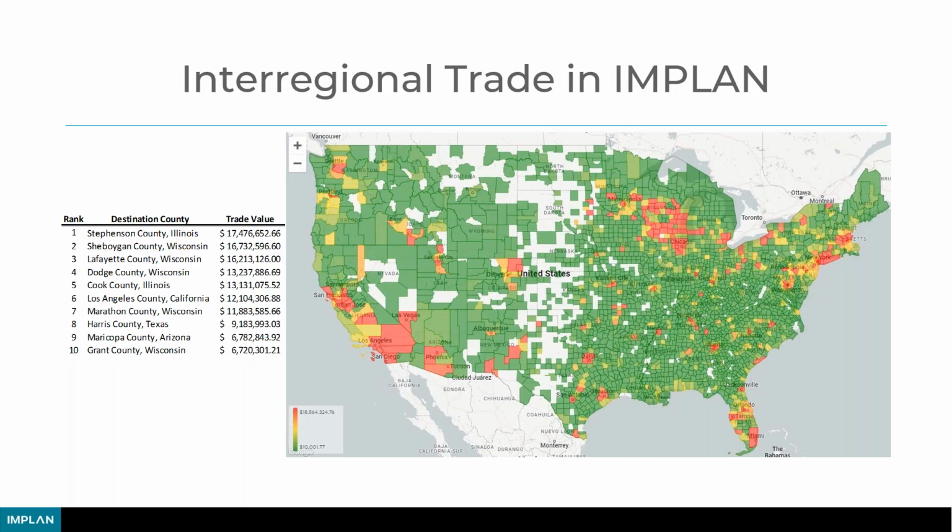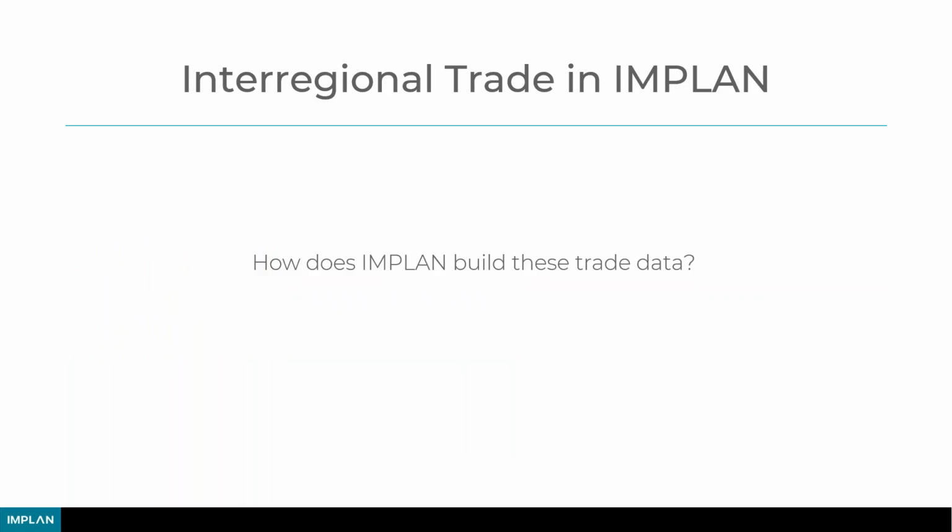And on the left, we can see those 10 largest regions for that estimated trade value. We see those in Illinois, Wisconsin, California, Texas, and Arizona. So this is giving us an idea of where that trade is going, where that cheese is being shipped to throughout the country. Again, these data are not readily available in a reliable and consistent format. So how do we build them?